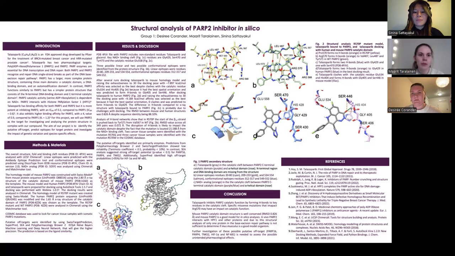The PARP2 protein in figure 1c contains non-standard residues, talazoparib and glycerol. As shown in figure 2c, key NAD+ binding residues include leucine 429, serine 470, and tyrosine 473, with a catalytic residue being glutamate 558.